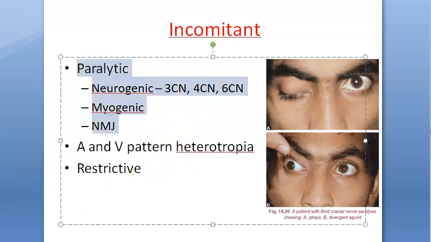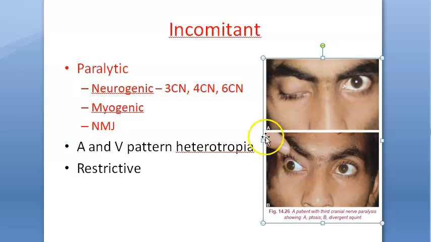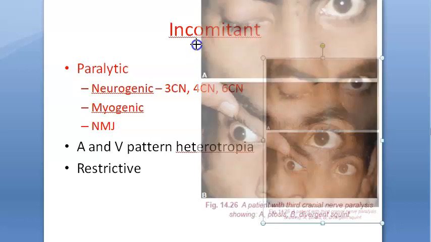Here we are talking about paralytic, right? Currently we are in the paralytic one. Here there is some image on paralytic. Look at this.